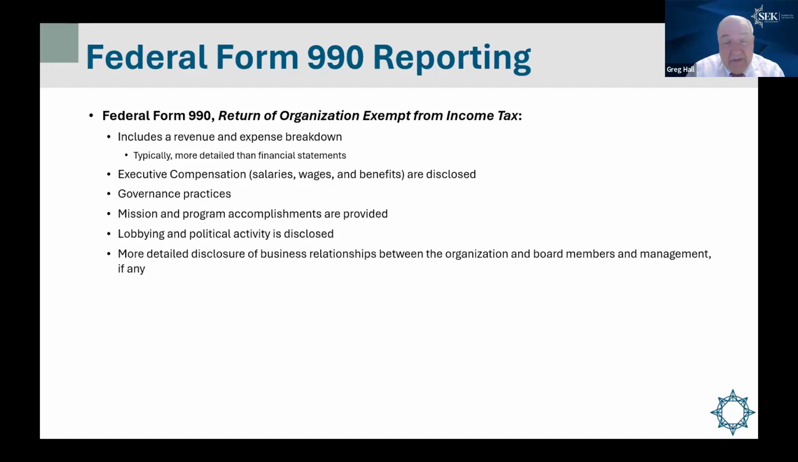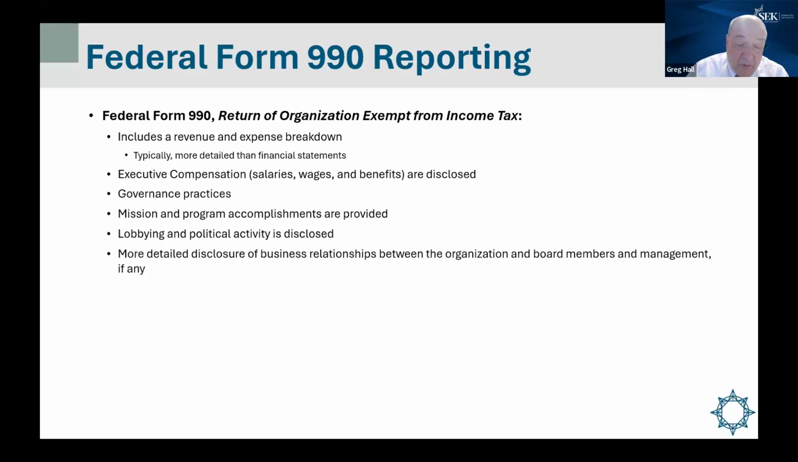There's now information about governing practices that has to be listed in there. Also, one thing the 990 has that the financial statements don't, though the financial statements could if you want them in there, is mission and program accomplishments. And program accomplishments are really important to highlight what the organization does to benefit the public. Also, disclosure in the 990 of lobbying and political activities, if you have any, and typically more disclosure of business relationships between organizations and board members and management.